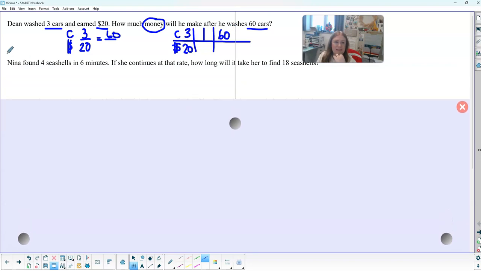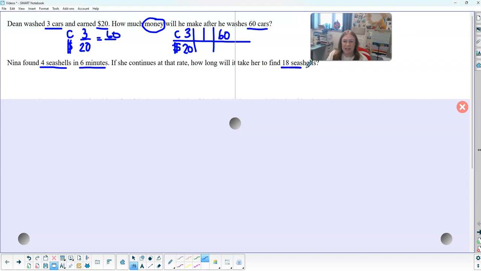Our next one tells us that Nina found 4 seashells in 6 minutes. If she continues at that same rate, how long will it take her to find 18 seashells? So we're looking for the time. We have seashells and we have minutes. She did 4 seashells in 6 minutes, and now we want to know how many minutes it's going to take to find 18 seashells. So this tells me to multiply here and divide.